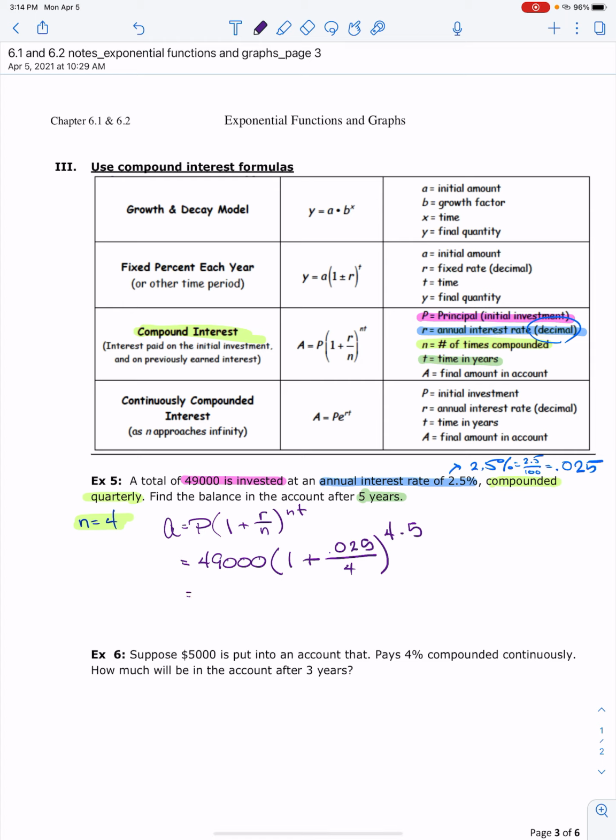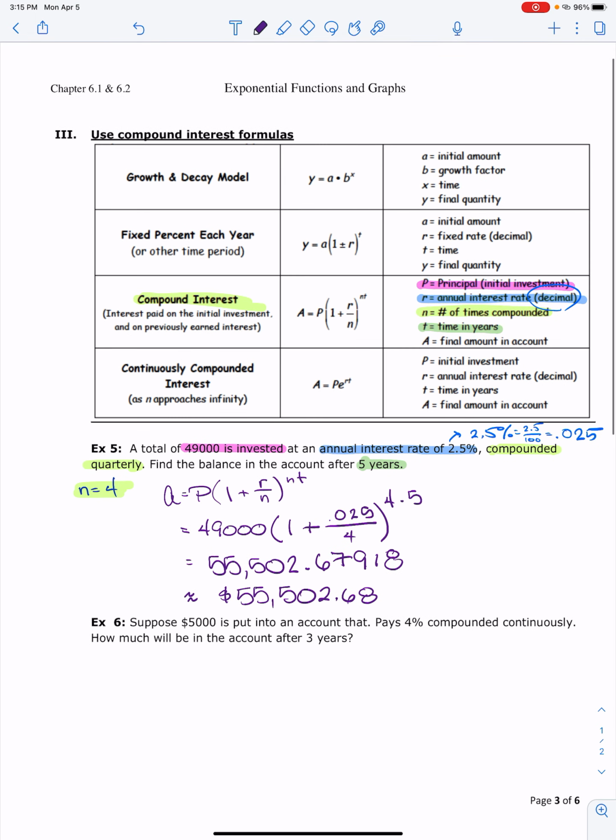When I multiply all that out, I get 55,502.67918. Since we are talking about money, 55,502.67. If we were rounding correctly, it'd be .68. I'll be honest with you, most banks truncate, so they just chop off at that point, and they accumulate all those partial cents.